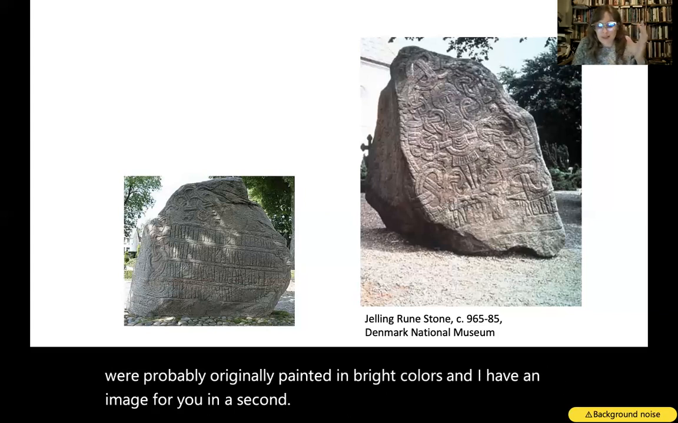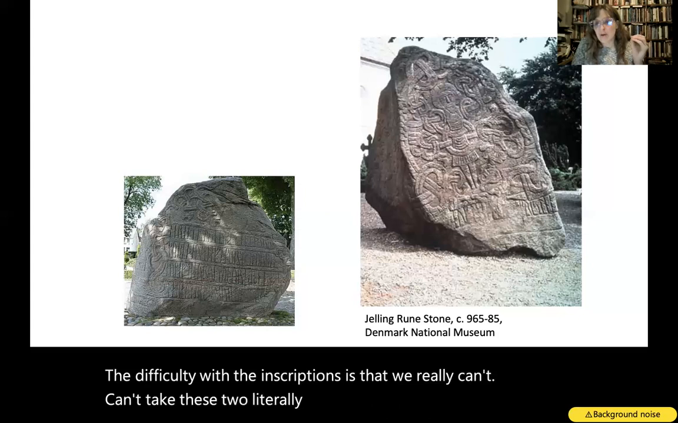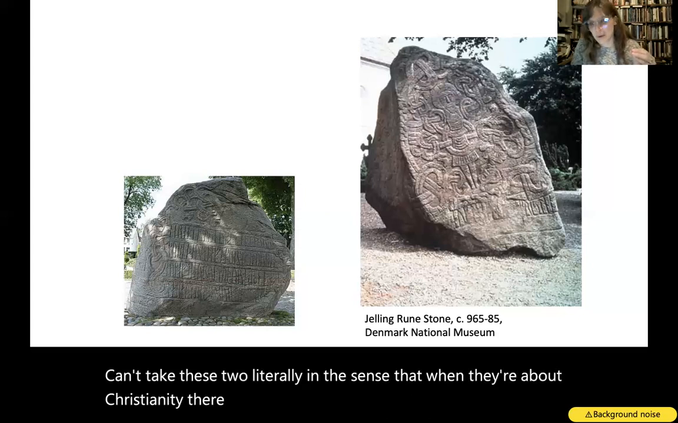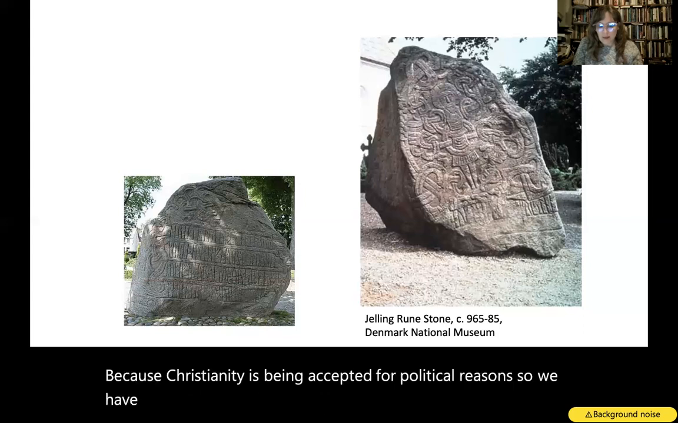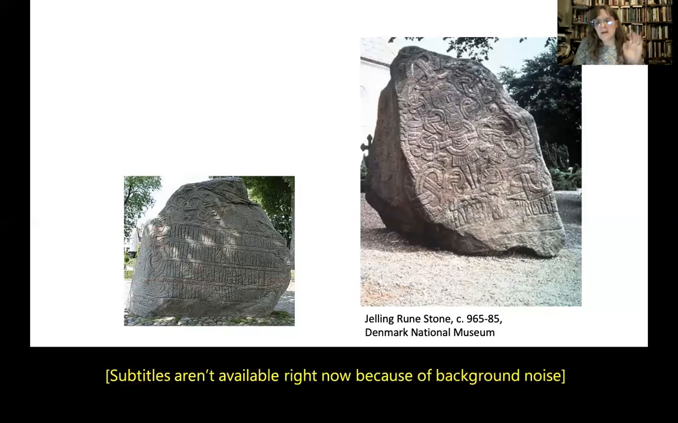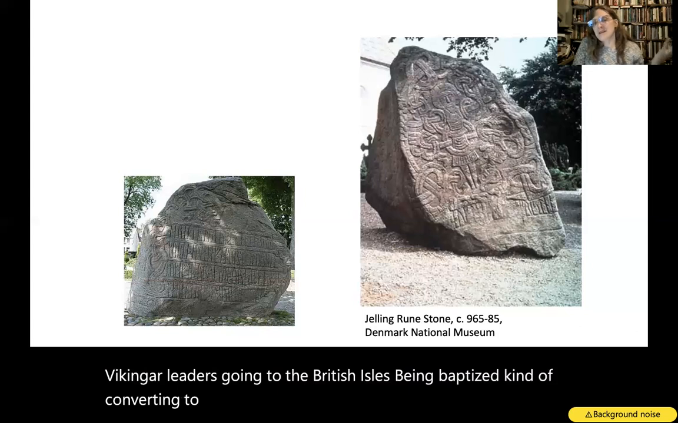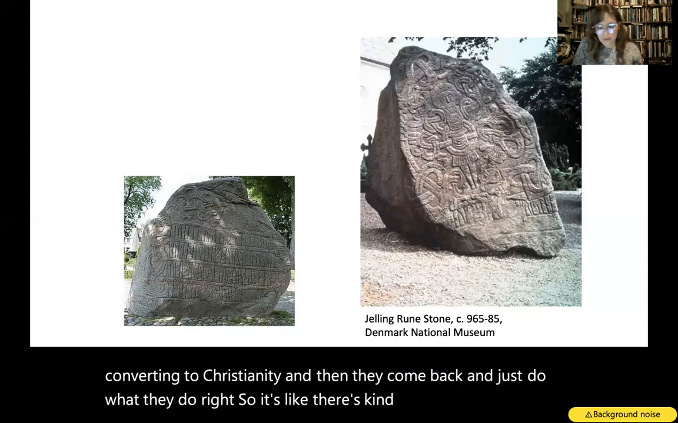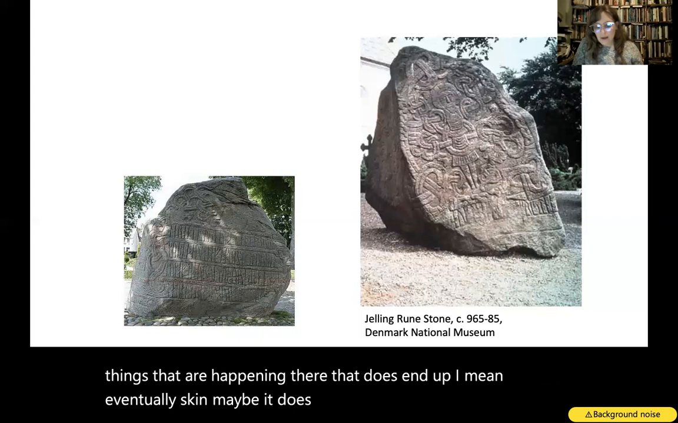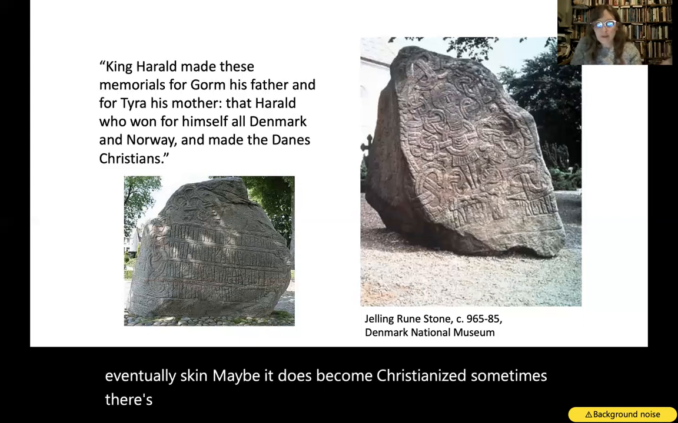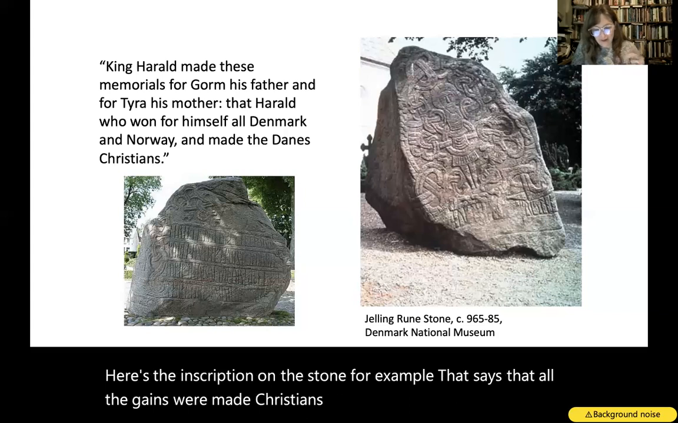The difficulty with the inscriptions is that we can't take these too literally, in the sense that when they're about Christianity, they seem to often be politically motivated, right? Because Christianity is being accepted for political reasons. We have some stories of Viking era leaders going to the British Isles, being baptized, converting to Christianity, and then they come back and just do what they do, right? So there are political alliances happening there. Eventually Scandinavia does become Christianized. Sometimes there's reference to pilgrimage. Here's the inscription on this stone, for example, that says that all the Danes were made Christians. Well, we know how that goes.